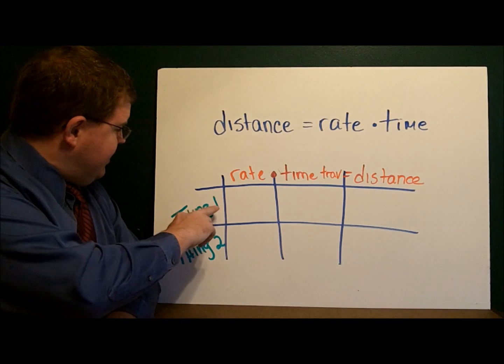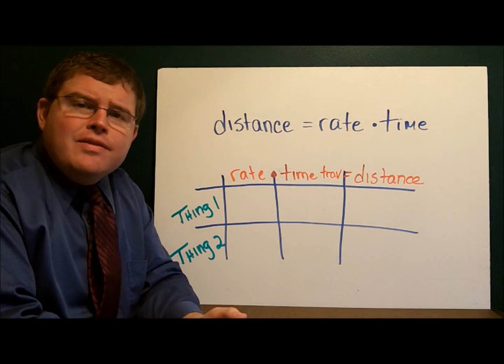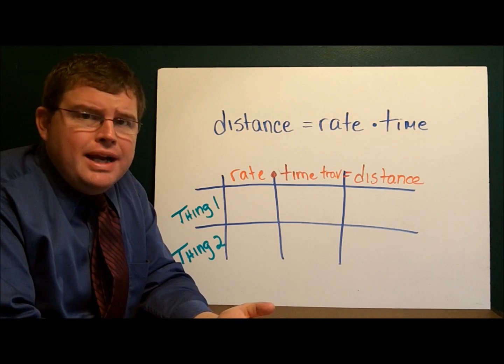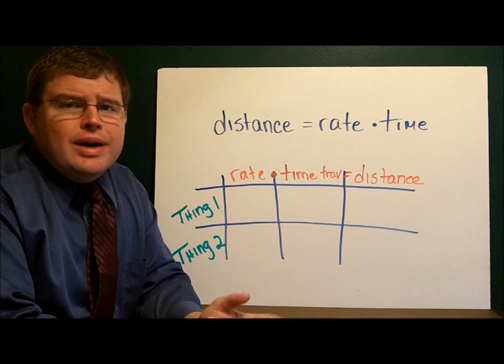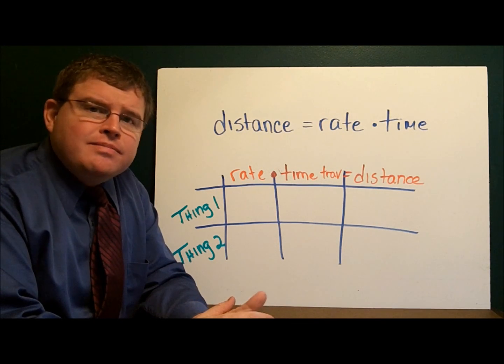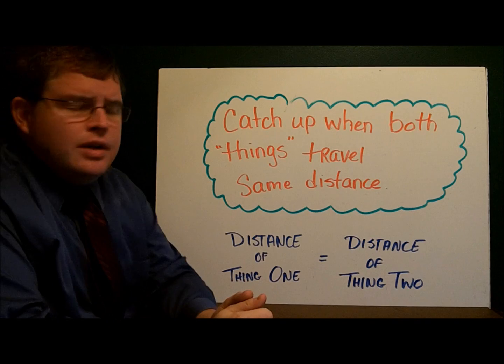And notice over here I have my first vehicle and my second vehicle. Now the vehicle could be a car, a train, a bus, an airplane, it could be people running. So when I say vehicle, I kind of encompass a lot of different things there. Now this is what our table looks like, and here's what you need to know.